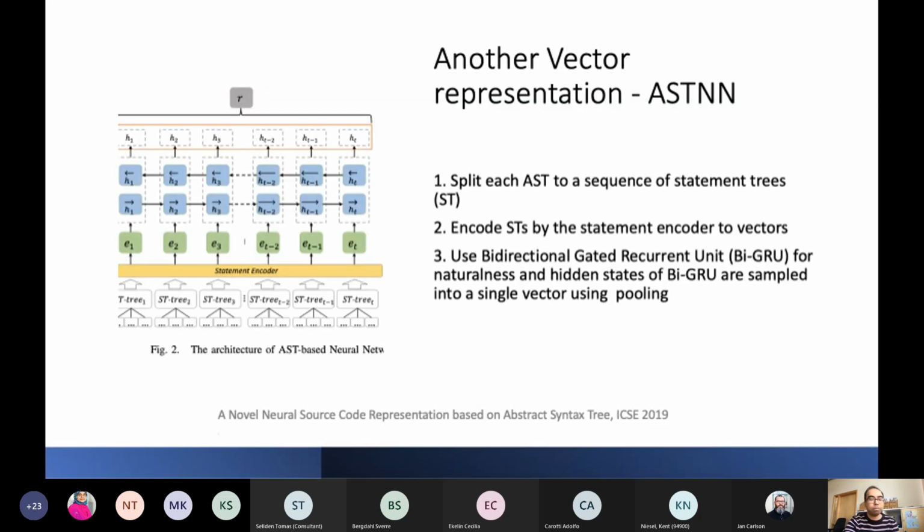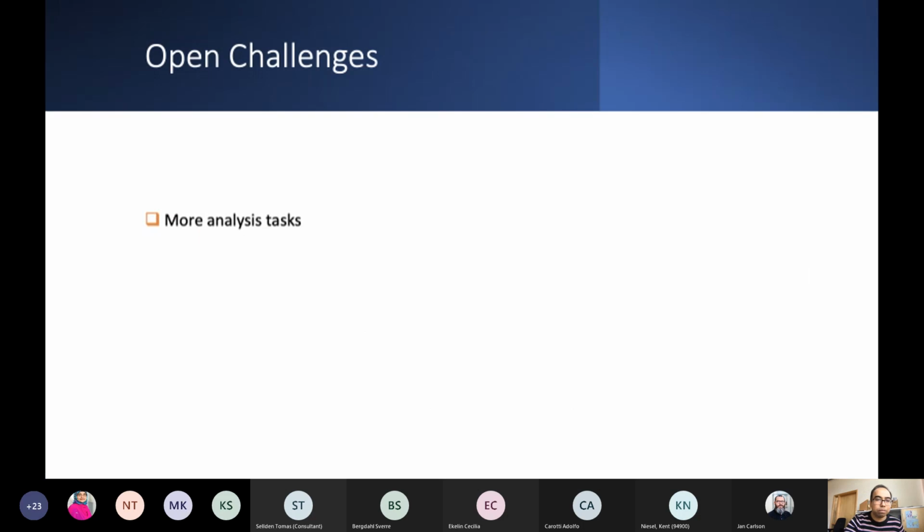So there are many more techniques. For example, there are also techniques to represent control flow graphs or control and data flow graphs as vector representations of those graphs.